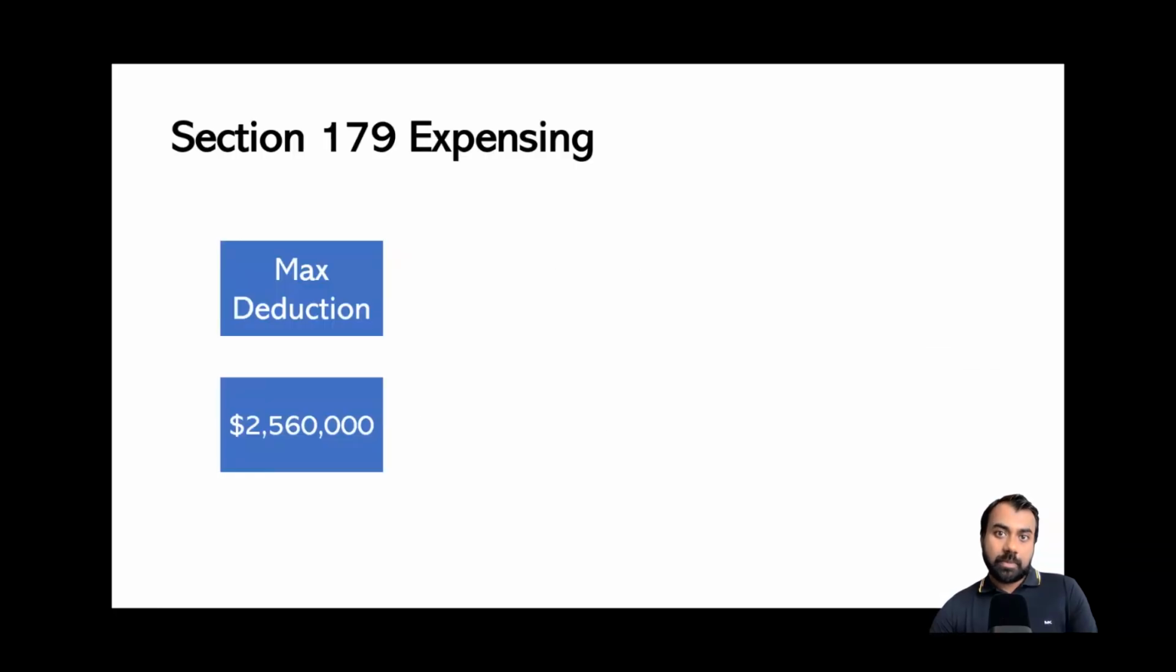We have to remember certain numbers, and these will not be provided to you during your CFP exam. The first number is the maximum deduction, and for the tax year 2026, this number is 2.56 million. That's a number that you will have to memorize because this will not be provided to you during the CFP exam. Again, this is a number that can change over time. So if you are watching this video at a later time, please make sure that you know the latest number.